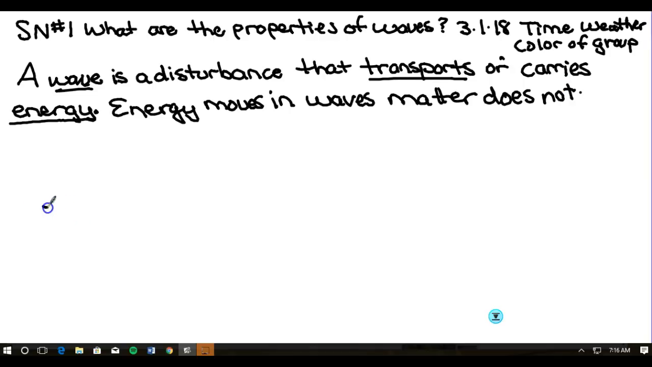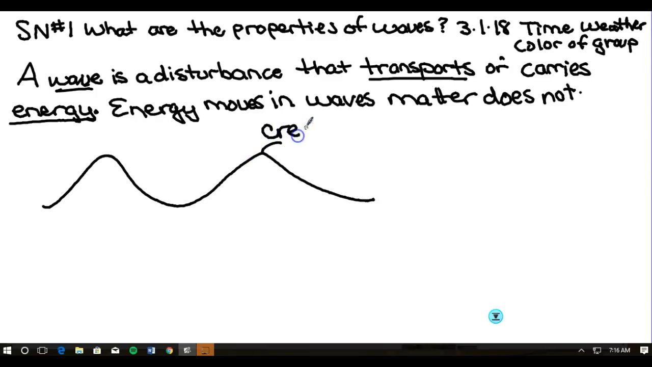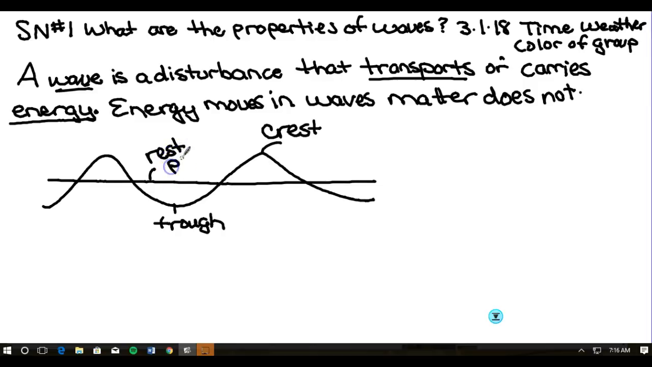Alright, so let's draw a wave. This is a transverse wave. Do the best I can here. This is the crest. This is the trough. If you draw a straight line through the middle, this is the rest point. So for instance, if you had a still pool of water, this is where the water surfaces, and then you drop a rock in and it creates these waves. The distance between the crest and the rest point, or the rest point and the trough, that is the amplitude.